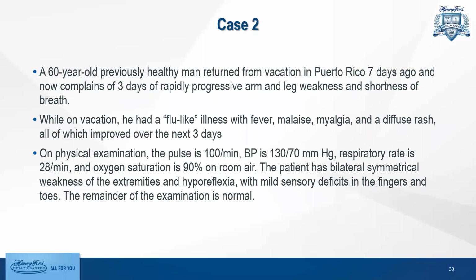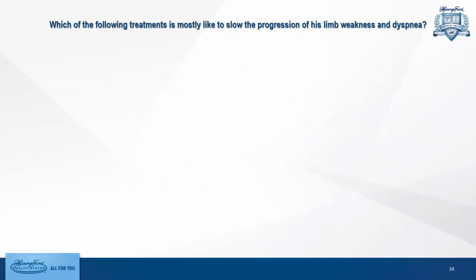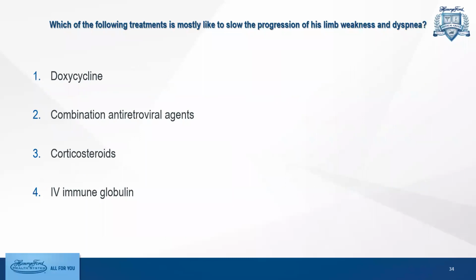On physical exam, heart rate was 100, BP 130 over 70, respiratory rate 28, O2 sat is 90% on room air. He has bilateral symmetrical weakness of the extremities and hyporeflexia with mild sensory deficits in the fingers and toes. The remainder of the exam is normal. Which of the following treatments is most likely to slow the progression of his limb weakness and dyspnea? Doxycycline, combination antiretrovirals, corticosteroids, IV immunoglobulin.